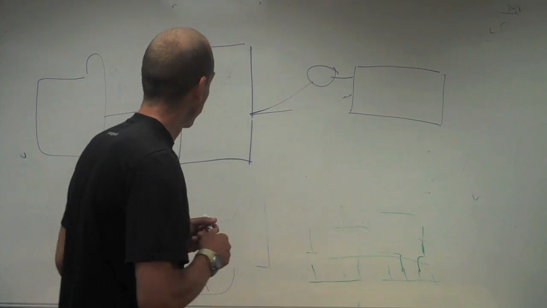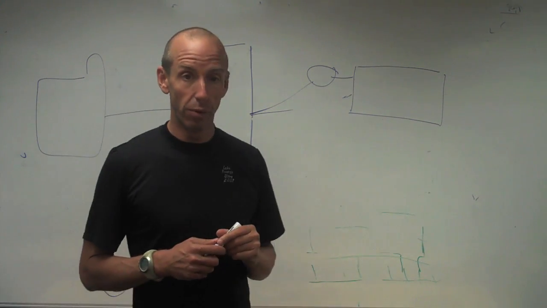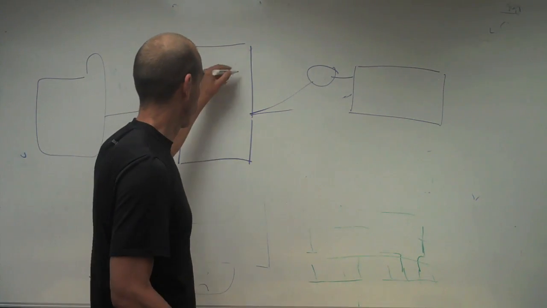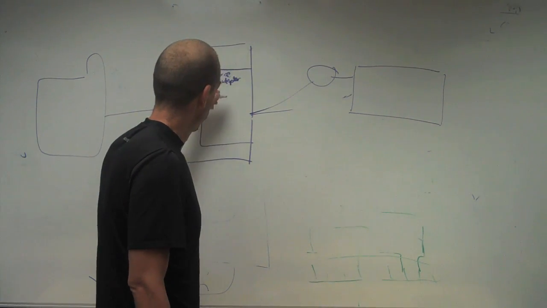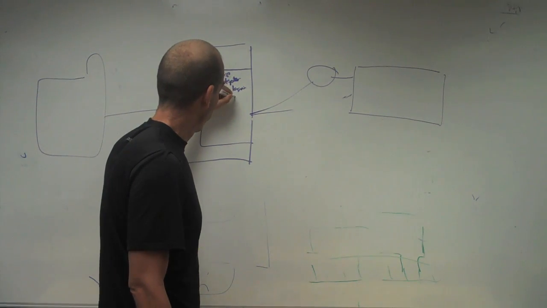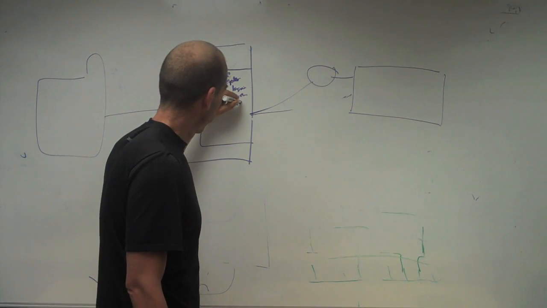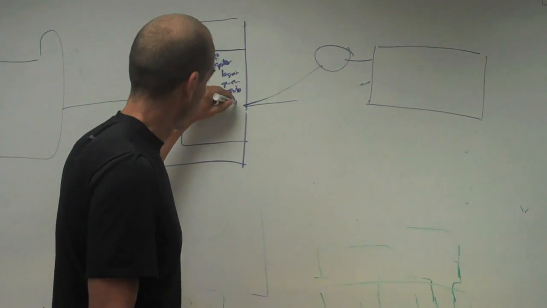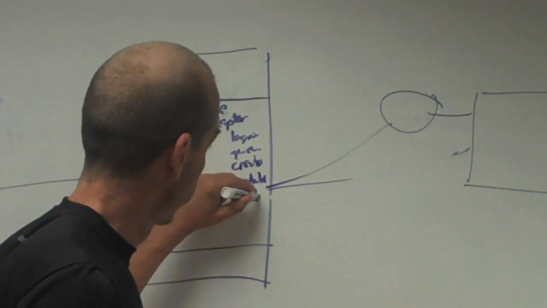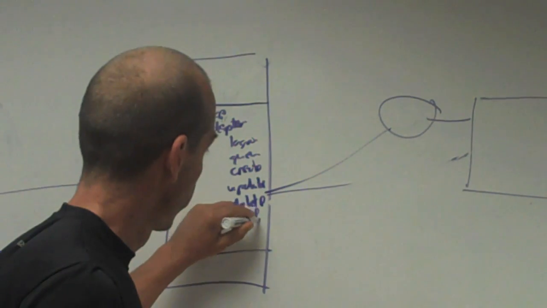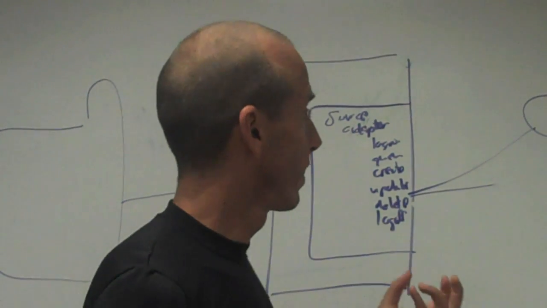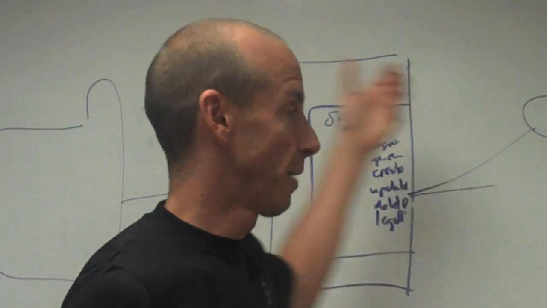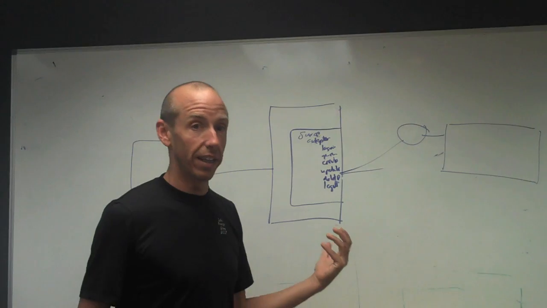So all that you need to do in order to write a RhoSync server is write what we call a source adapter. And a source adapter has six methods: login, query, create, update, delete, and log off. If you write those six methods, all of the data that's available in your backend will be kept current down to your device automatically for you.